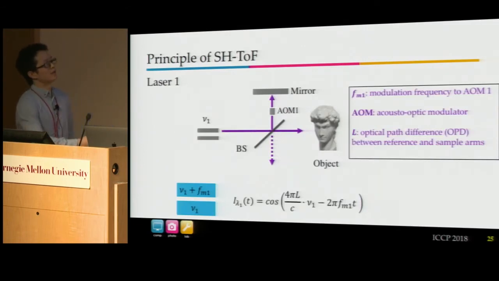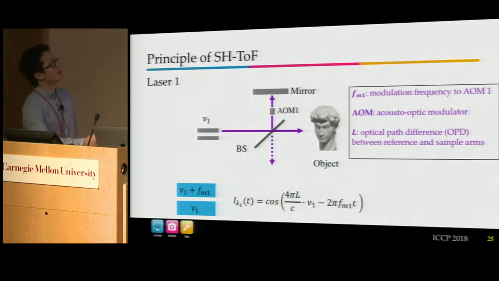So let me give you more details on how this SH-ToF works. So as I mentioned earlier, there are two lasers in the system. But to simplify, let me introduce one by one. So if we turn on one laser, the beam is going to be split by this beam splitter, and a portion of the beam is going to the reference mirror.